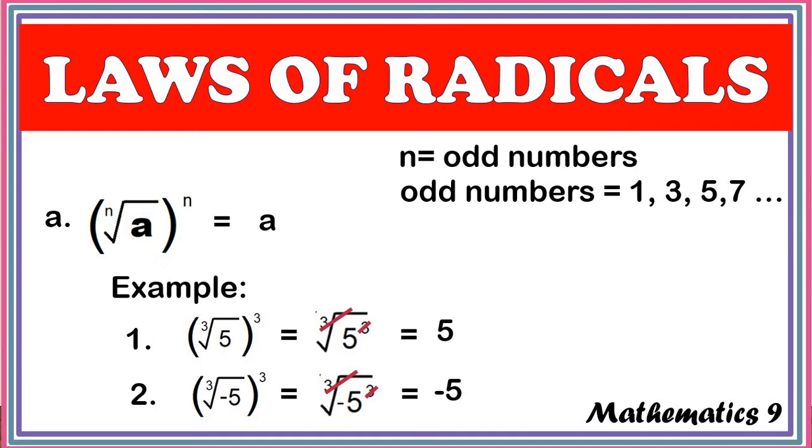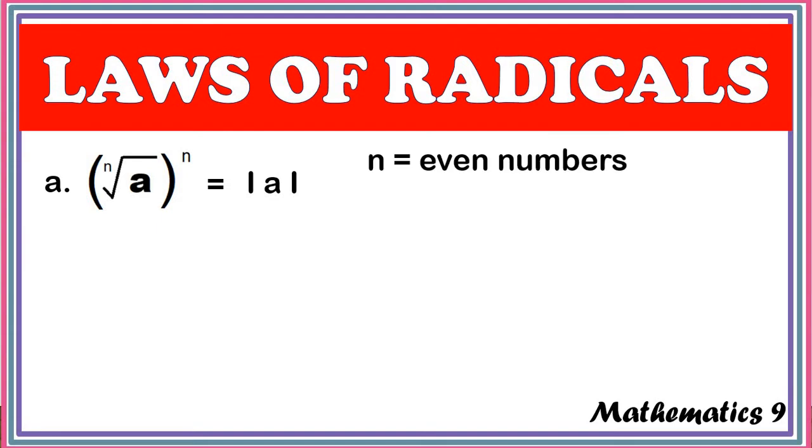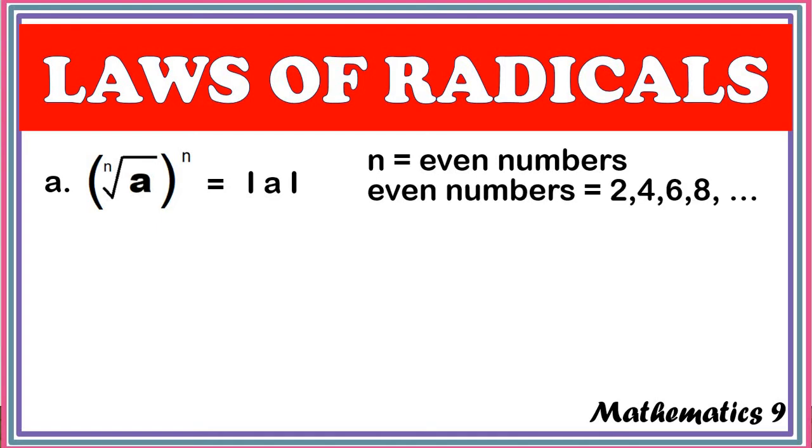So, paano naman kapag even numbers? So, ganun uli, kapag even numbers, ang ating magiging sagot ay absolute value. Alright? Ano-ano ba yung mga even numbers natin? We have here 2, 4, 6, 8, and so on. So, dapat yung mga index natin or order natin ay nasa even numbers para ang maging sagot naman natin ay absolute value ng base niya.